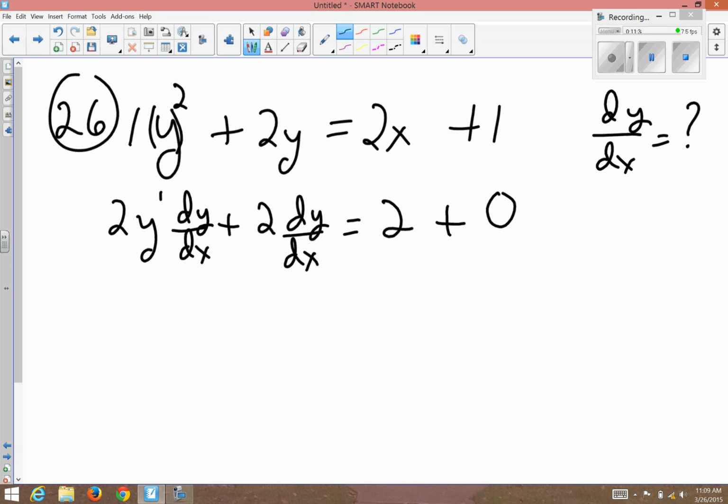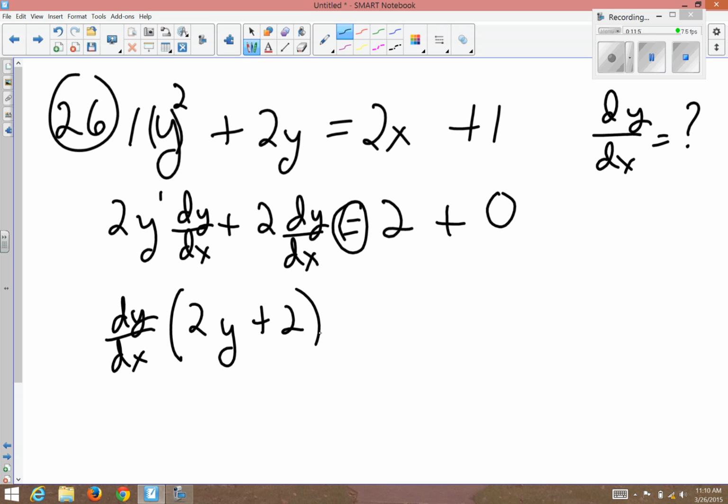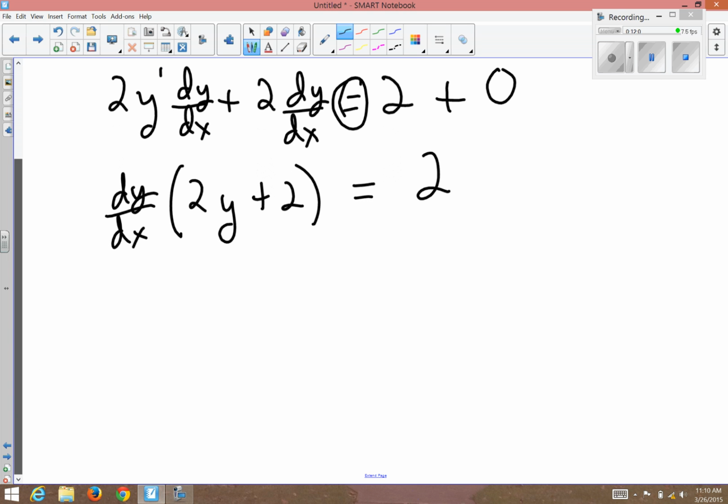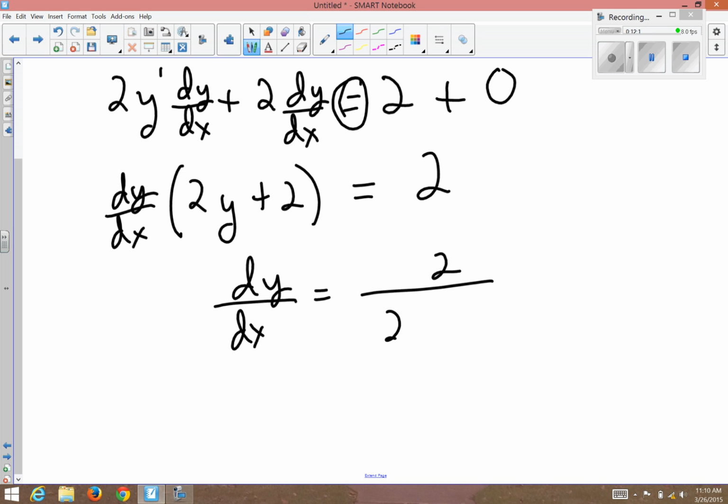So differentiating each term. Now we write all the terms with dy dx on one side of the equal sign, all the terms that do not have dy dx on the other side. Okay, we already have that. Then dy dx gets factored out. Of course, this side is just 2. And then we divide both sides by what is in the parentheses. The derivative of y with respect to x is equal to 2 over 2y plus 2.